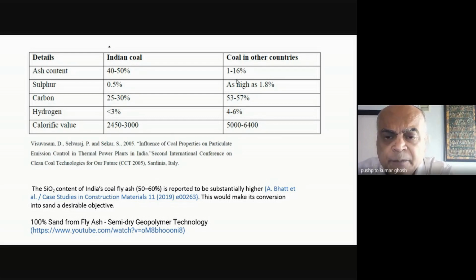You're polluting the environment. What do you do? Okay, so let's see what the problem is. One is that our coal has a lot of ash, 40 to 50%. Because of which the calorific value of the coal is low, and that's why a lot of people import it. Otherwise you have to reckon with a huge amount of ash.